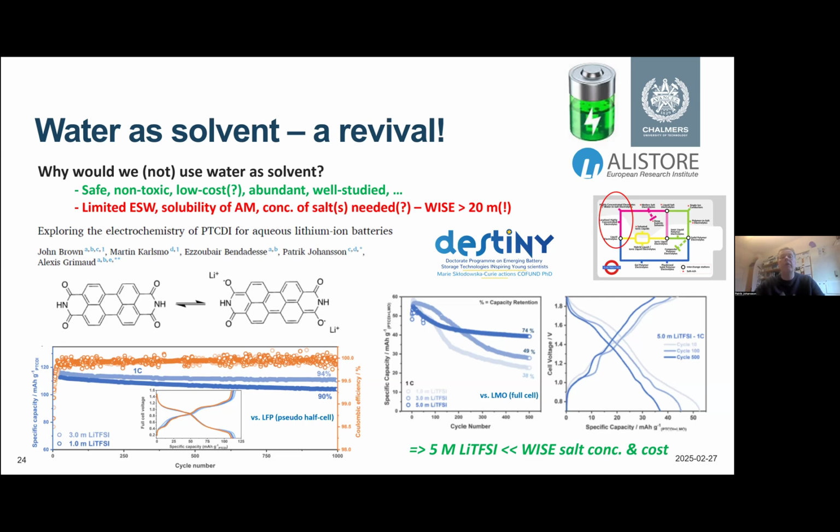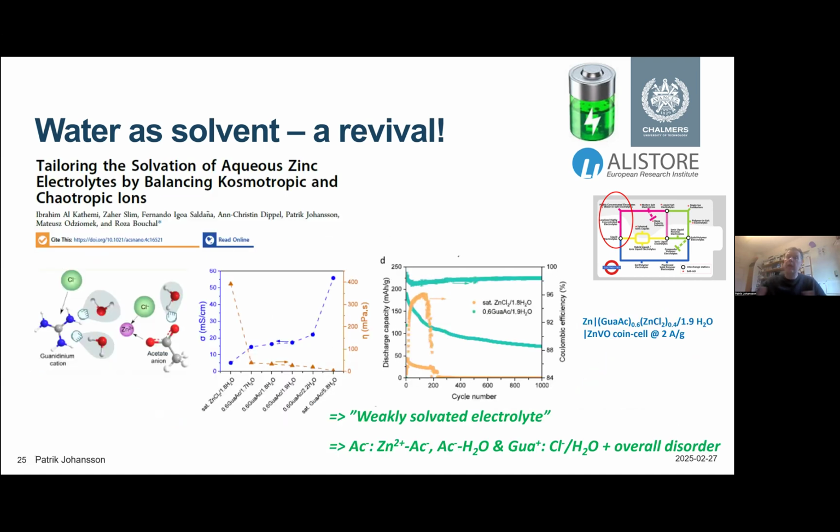And of course, the advantage with this, I mean, it's a bit of an explorative study. But the thing is that 5 molar LiTFSI is actually quite much lower than a conventional water-in-salt electrolyte salt concentration. And with that also, it's lower in cost. So that's an example of what one can do. But one does not have to stay with these expensive salts. One does not have to stay with lithium.